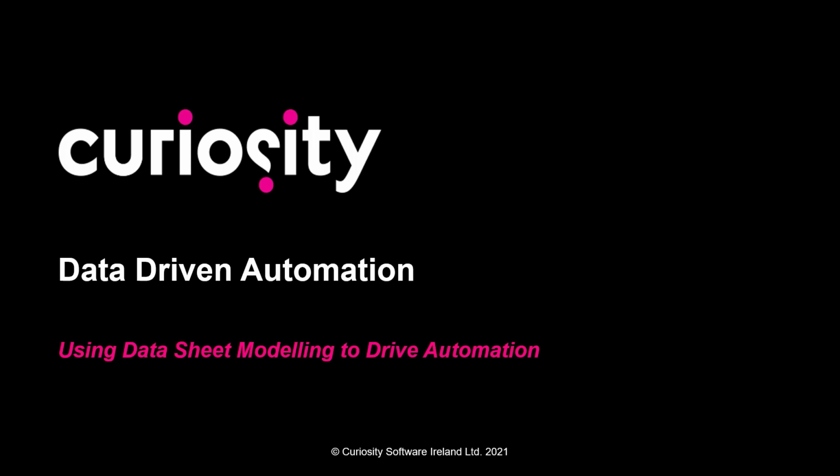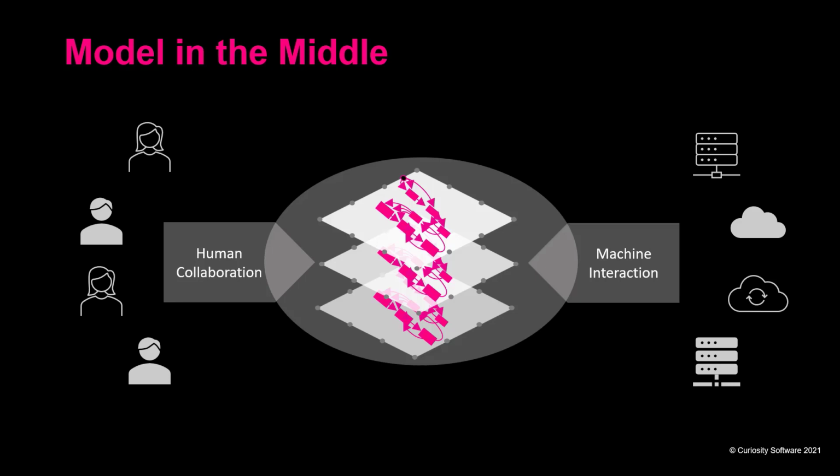This video will cover an approach to data-driven automation using test data automation for datasheet modeling to drive test automation in Test Modeler. Test Modeler is a collaboration hub for all members of the software delivery lifecycle, with the model existing as the central point of truth.